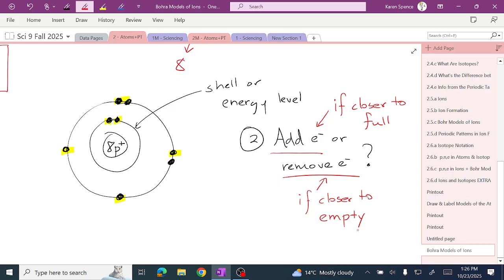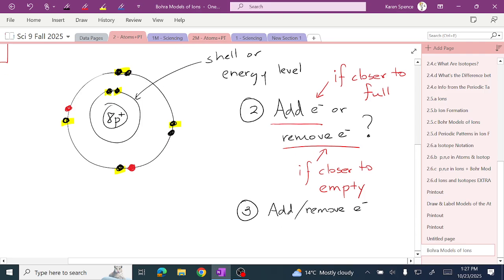How many electrons will we add here? Tell your partner, and then you can show me the number of fingers. How many electrons will we add? Yes, we're going to add 2 because we've got a gap here and we've got a gap here. So we're going to decide, do we add or remove electrons? And in this case, we're going to add 2 electrons.